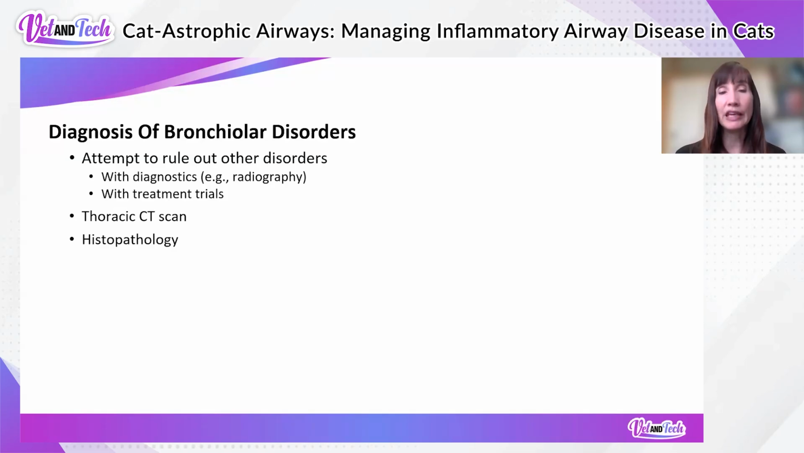Thoracic CT will give direct and indirect signs that point towards bronchiolar disorders. So if you have someone who has a high quality CT, they can say, I don't know what kind it is, but it absolutely seems like there is small airway disease in this cat.